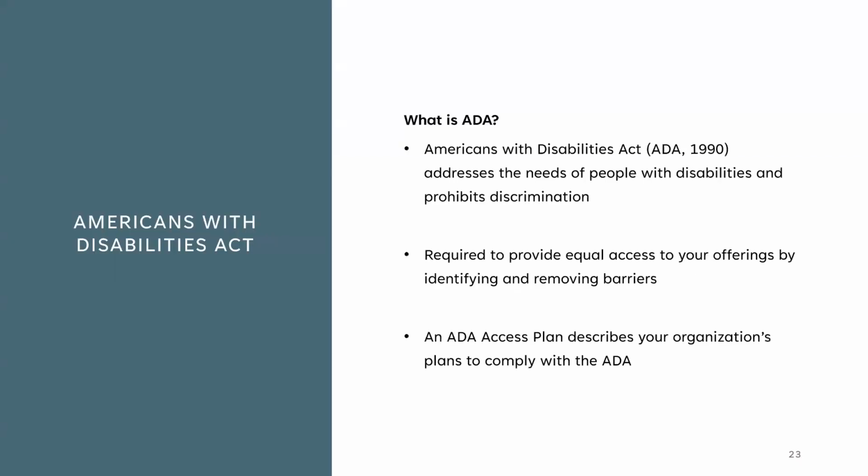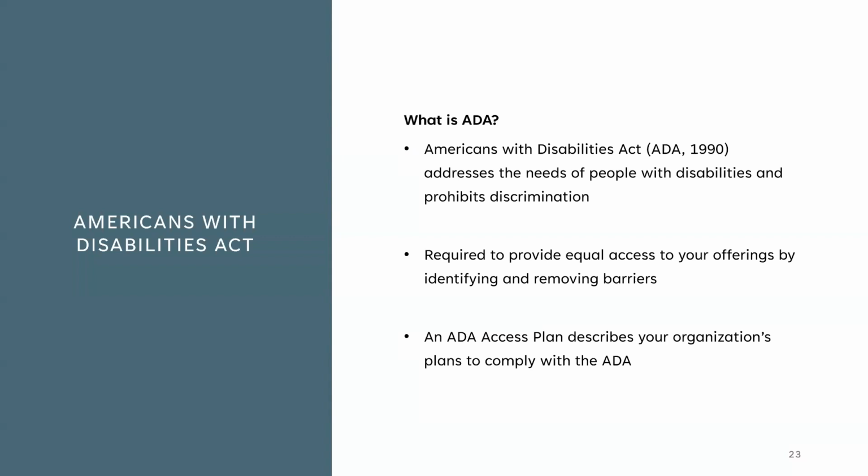First of all, what is ADA? This is the Americans with Disabilities Act from 1990, and it addresses the needs of people with disabilities and prohibits discrimination in employment, public services, public accommodations, and telecommunications. If you offer anything to the public, you are required to provide equal access by identifying and removing barriers to participation or providing reasonable accommodations.